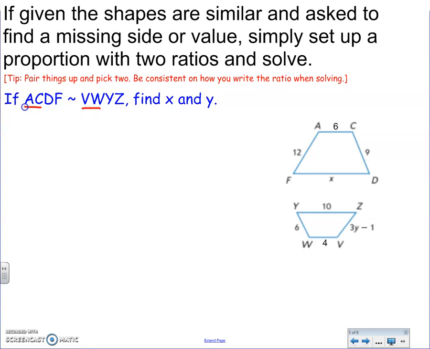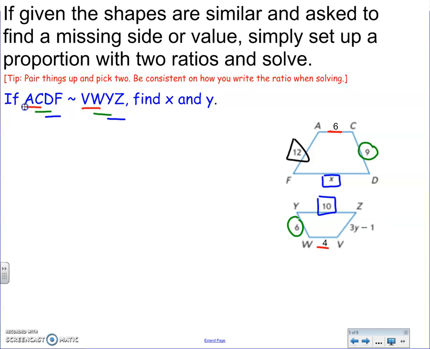AC, the first two, corresponds to the first two, VW. Here's AC, I'm going to underline this, and VW, underline this. The next one, CD corresponds to WY. C to D is out here, WY is out here. DF corresponds to YZ. DF is down here, YZ is down here. And the last one, AF, VZ. Maybe I should make that bigger so you can see the numbers.